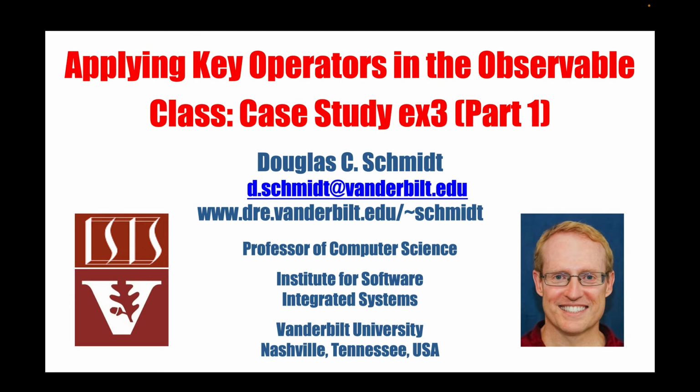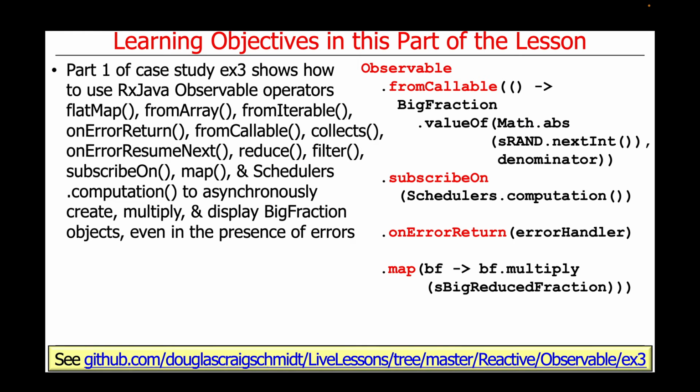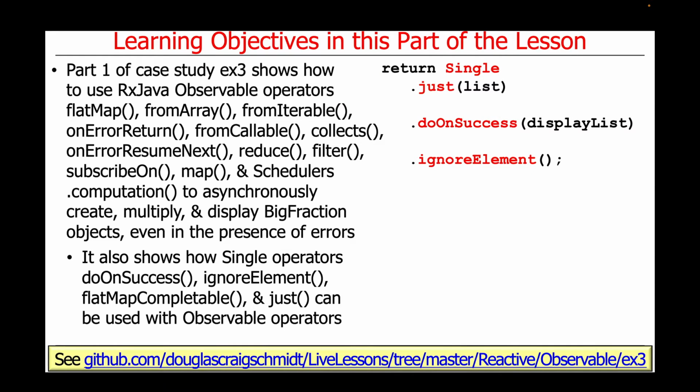Now that we've covered the next round of operators in the Observable class, it's time to turn our attention to case study ex3, which shows how to apply these operators in practice. Part one of this case study shows how to use various RxJava observable operators to asynchronously create, multiply, and display big fraction objects, even in the presence of errors. It also shows how single operators can be used with these observable operators to good effect.